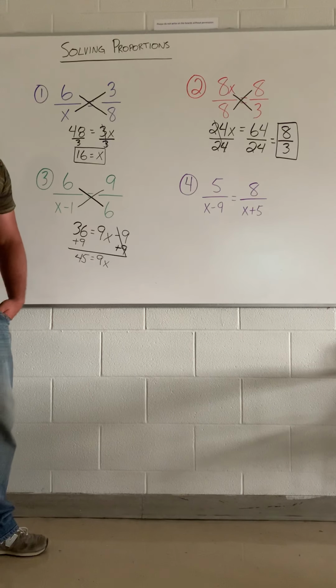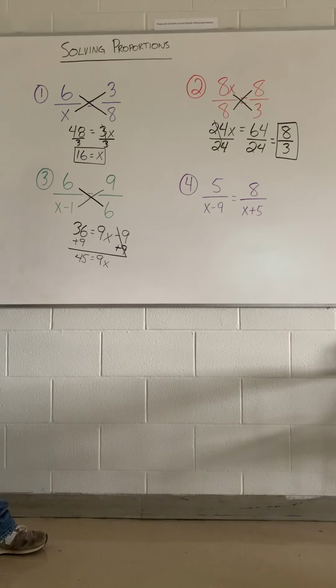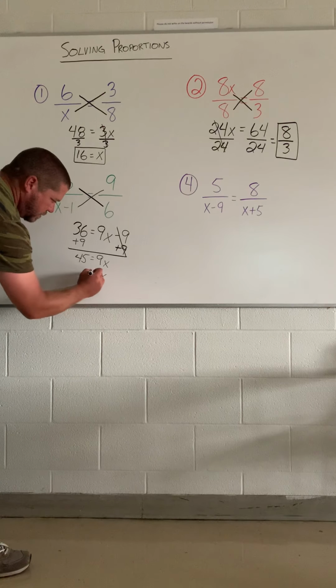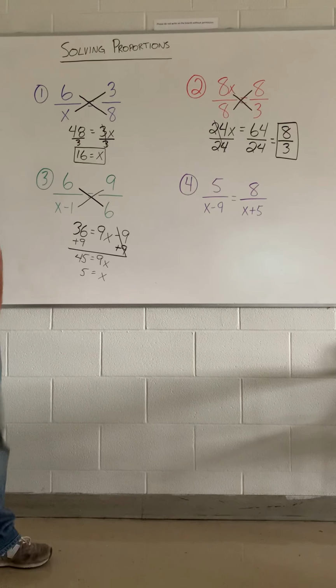Now, once again, as we've talked about before, you can divide both sides by 9, but I'm pretty sure everybody in this class is smart enough to tell me 9 times 5 is 45. So 5 is the value of x, or the unknown number we're looking for.